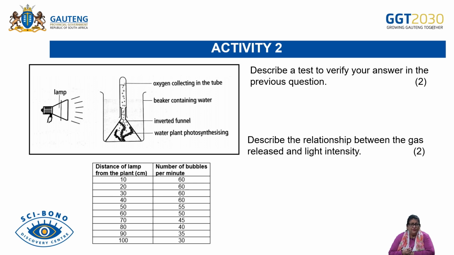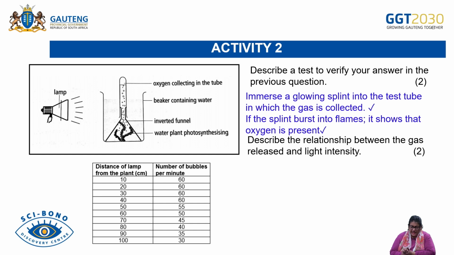Because according to tests and investigation and laws and evidence, we know that anything that has oxygen, there will be a fire. If something cannot burn, it means there's no oxygen. So when we are lighting fires, the fire is using up valuable oxygen, what we're supposed to inhale, and it burns wildly. So the best way to test to verify oxygen is by using a glowing splinter. Immerse a glowing splinter into a test tube in which the gas is collected.